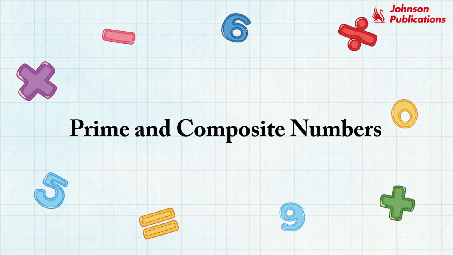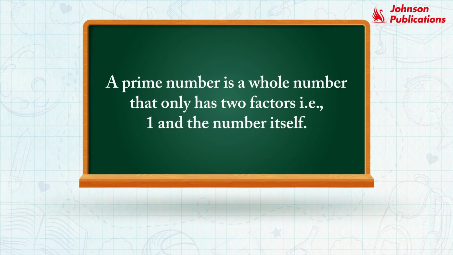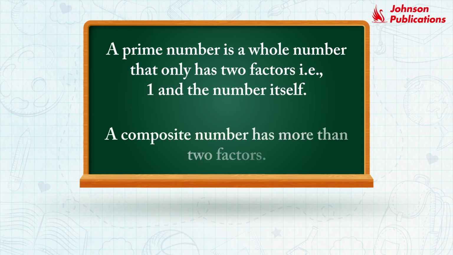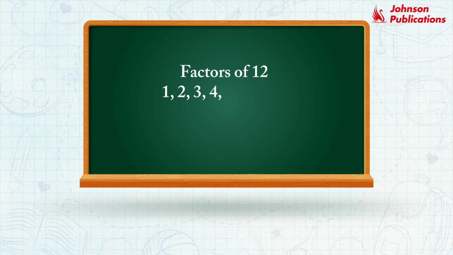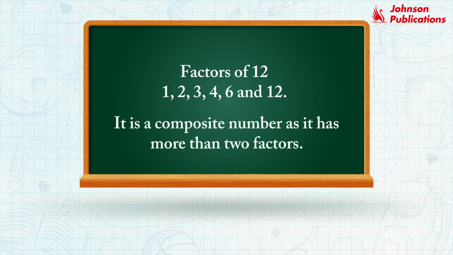Prime and composite numbers. A prime number is a whole number that only has two factors, that is, 1 and the number itself. A composite number has more than two factors. Is 12 a prime number? Let us find the factors of 12 and check this. Factors of 12 are 1, 2, 3, 4, 6 and 12. So, 12 is not a prime number. It is a composite number as it has more than two factors.